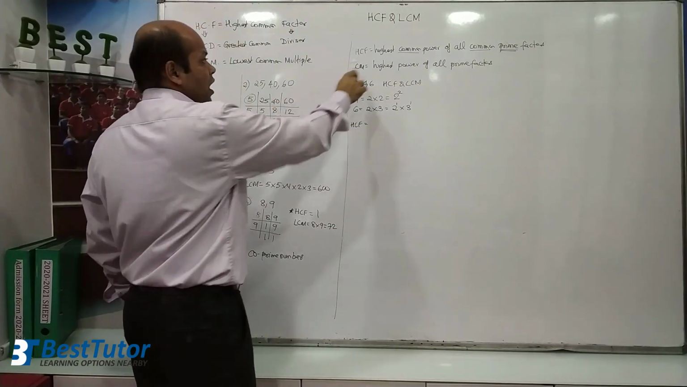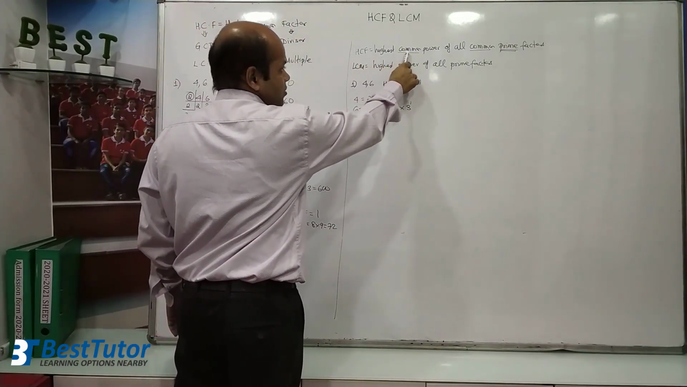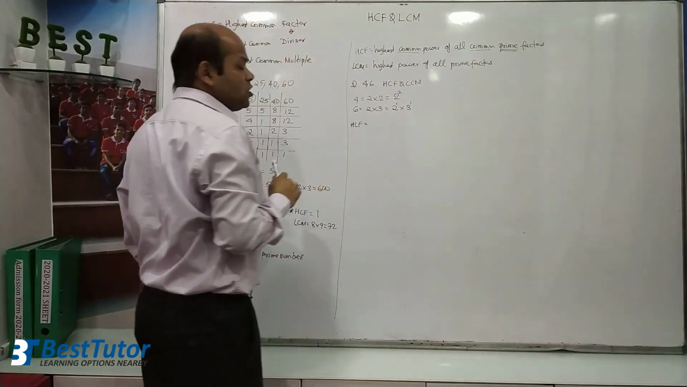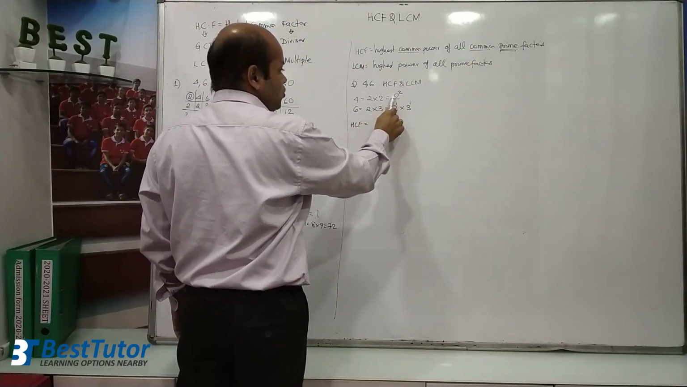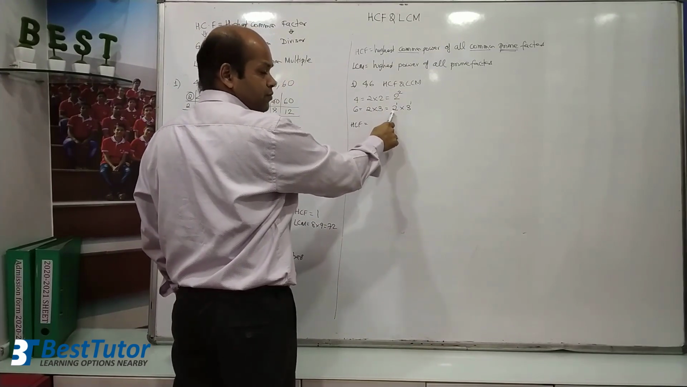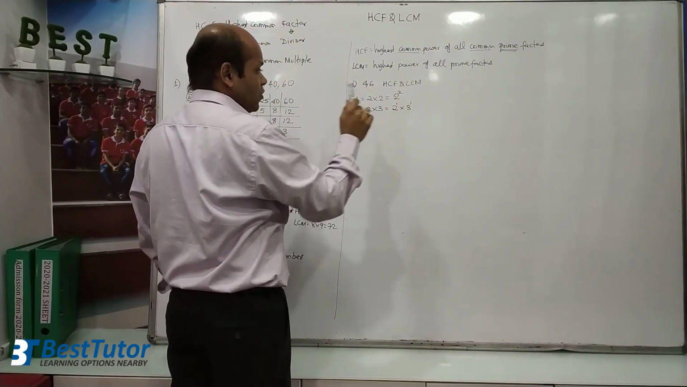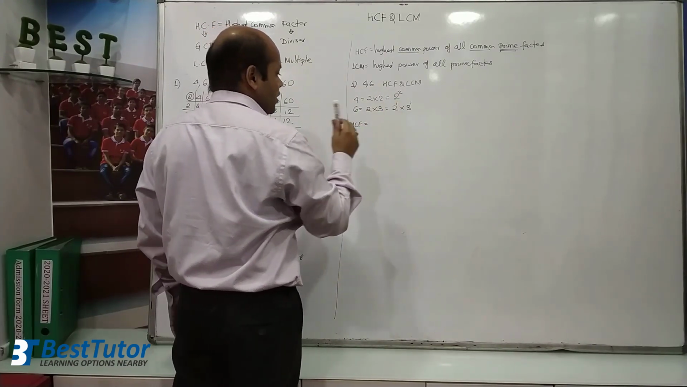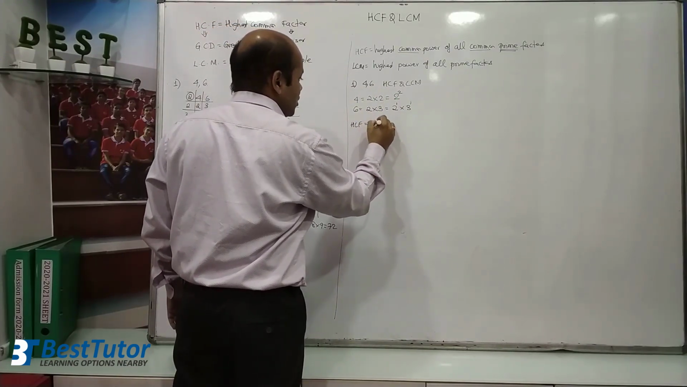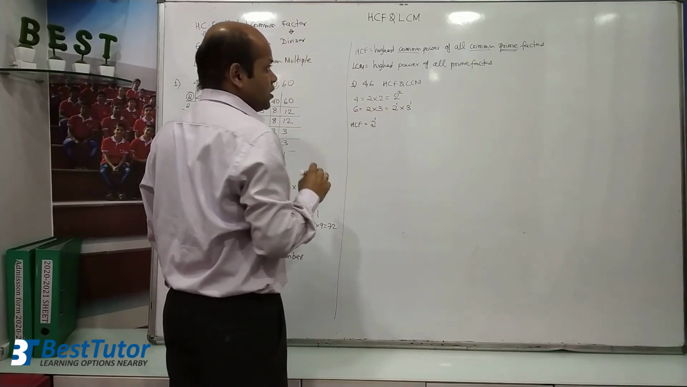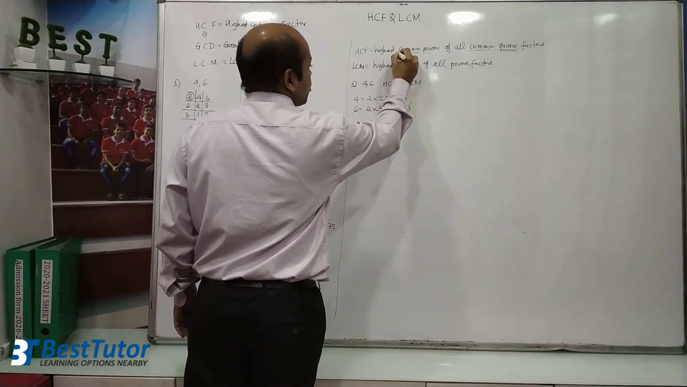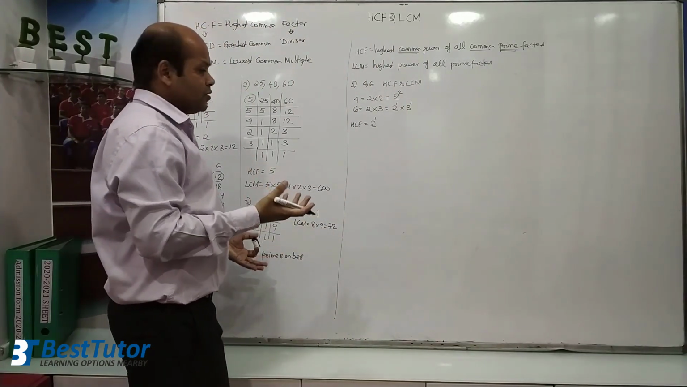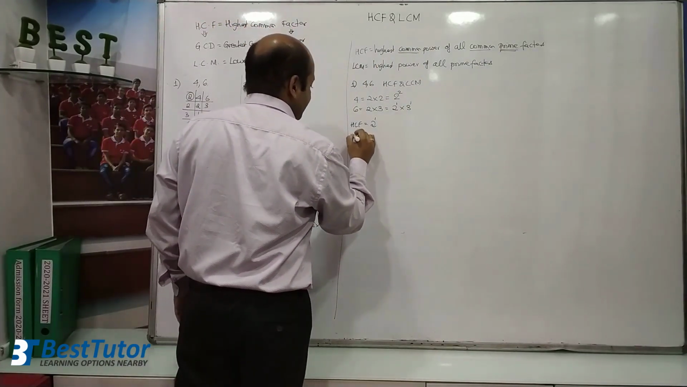HCF is highest common power of all common prime factors. So, which is the common prime factor? 2 is here, 2 is here. So, 2 is the common one. What is the highest power of 2 here? 2 raised to 1. Here, 2 squared. So, HCF is 2 raised to 1. It's not the highest power. It should be highest common power. So, 2 raised to 1 and 2 squared, what is common? 1 is common.